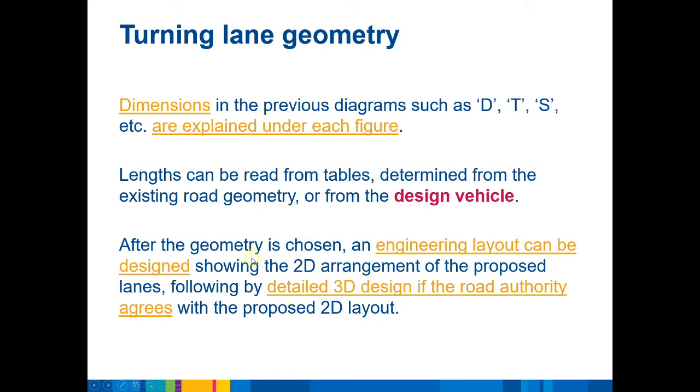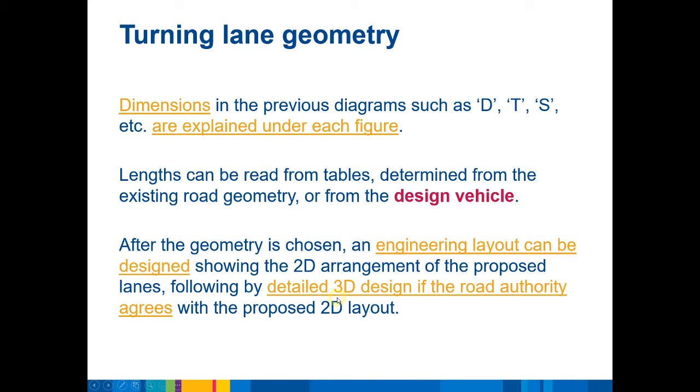So the first thing we do is we determine the warrants, so what kind of turning lane do we need. Then we work out what the lengths are, and then we can prepare an engineering layout. So we just do it in 2 dimensions. This is the typical arrangement. It's been about 5 or in some places 10 years or so, where the practice has been we basically draw the 2D arrangement first, and then once everyone's happy with the 2D arrangement, then we go on to the 3D work. So that saves a bit of rework.